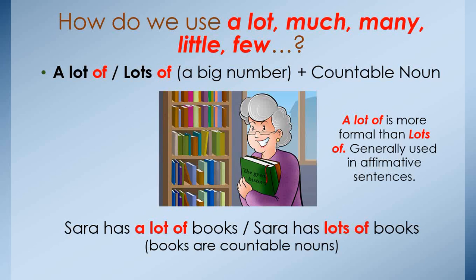If we look at the picture and we read the sentence, it's going to be, Sarah has a lot of books, or Sarah has lots of books. We use a lot of and lots of because books are countable nouns, and a lot of is more formal than lots of. These quantifiers are generally used in affirmative sentences.